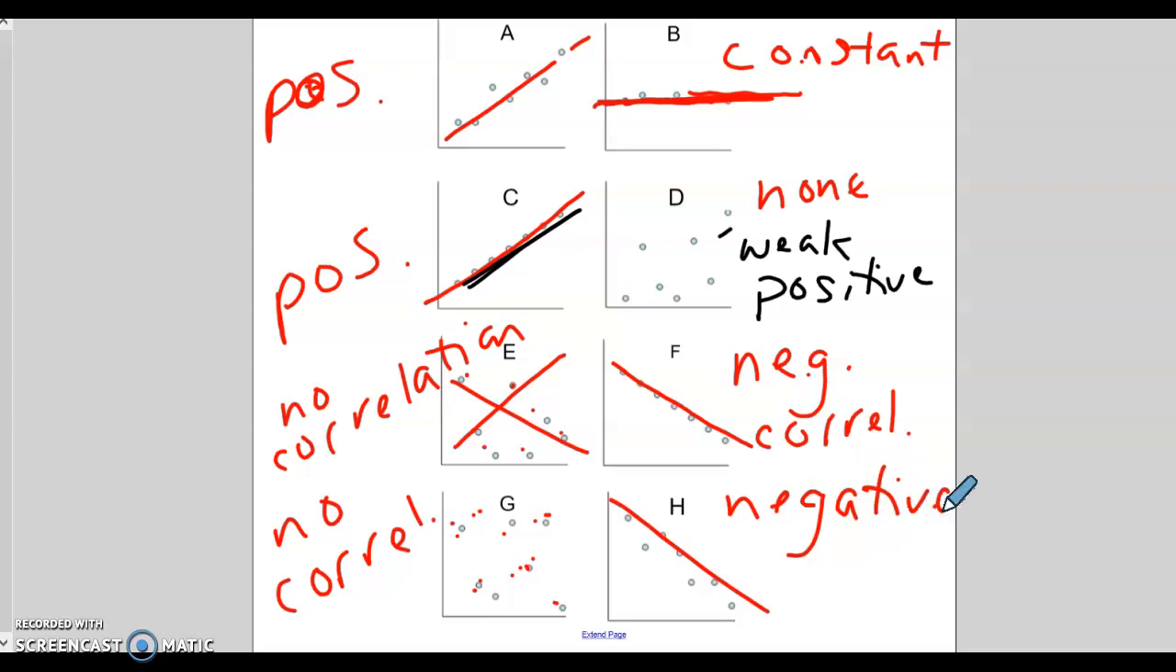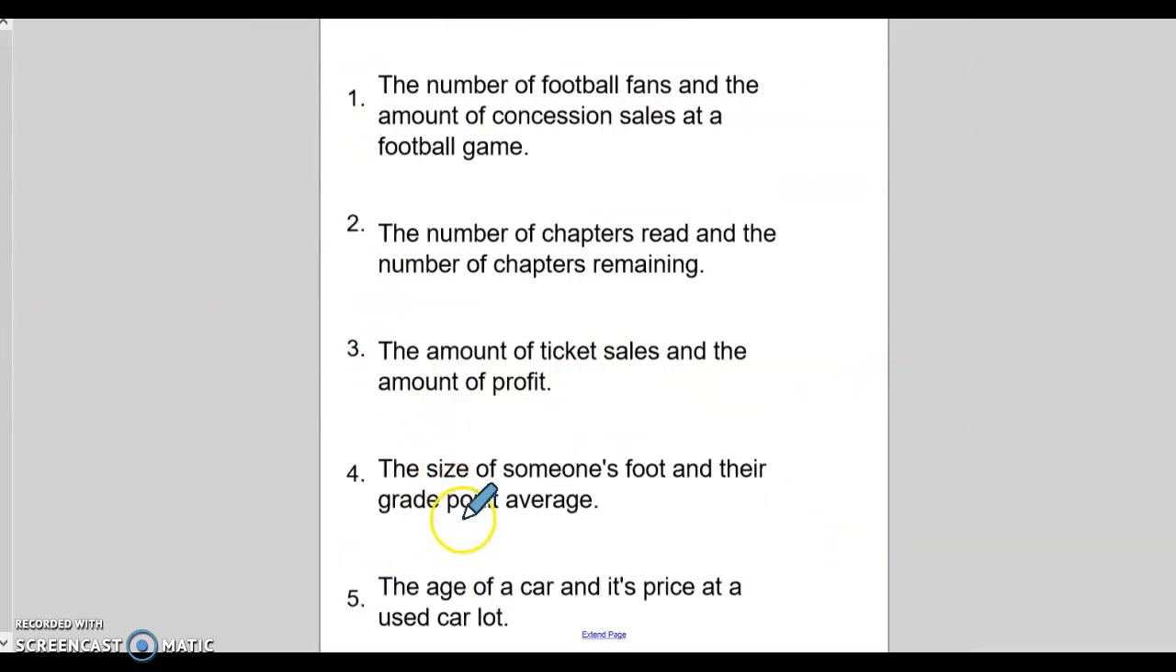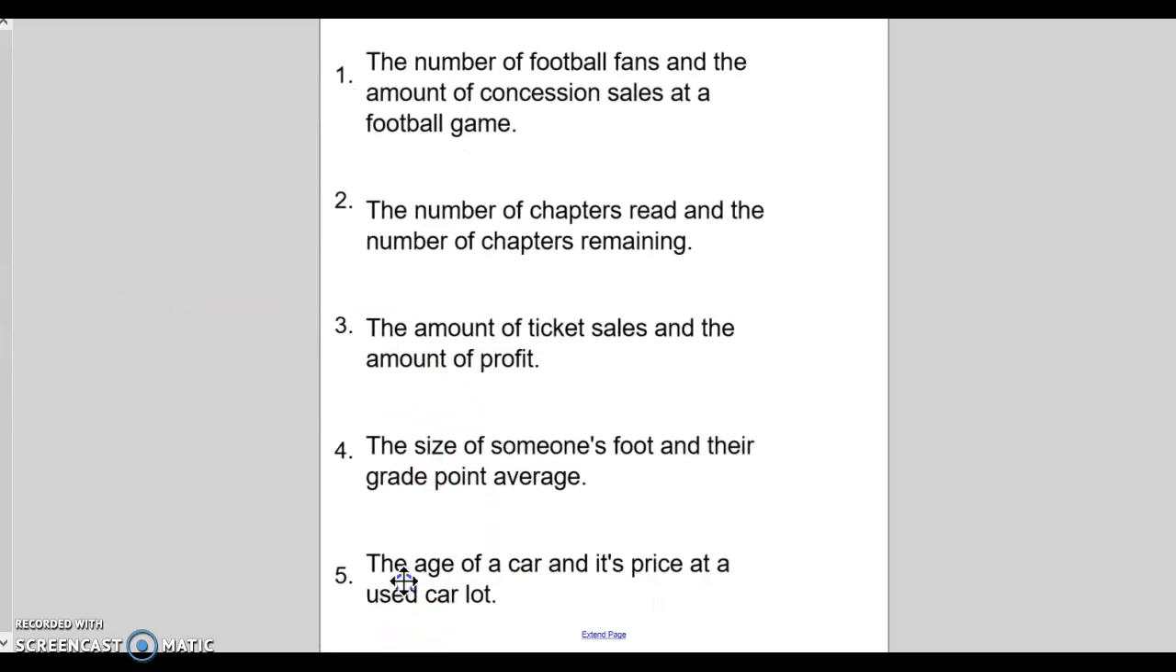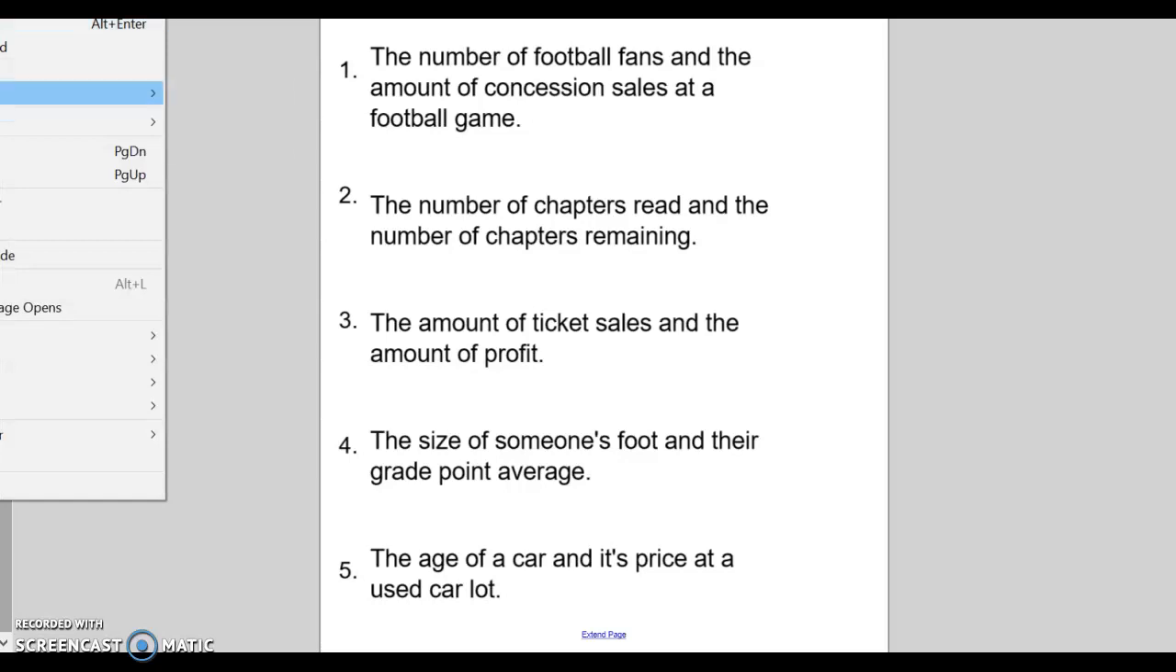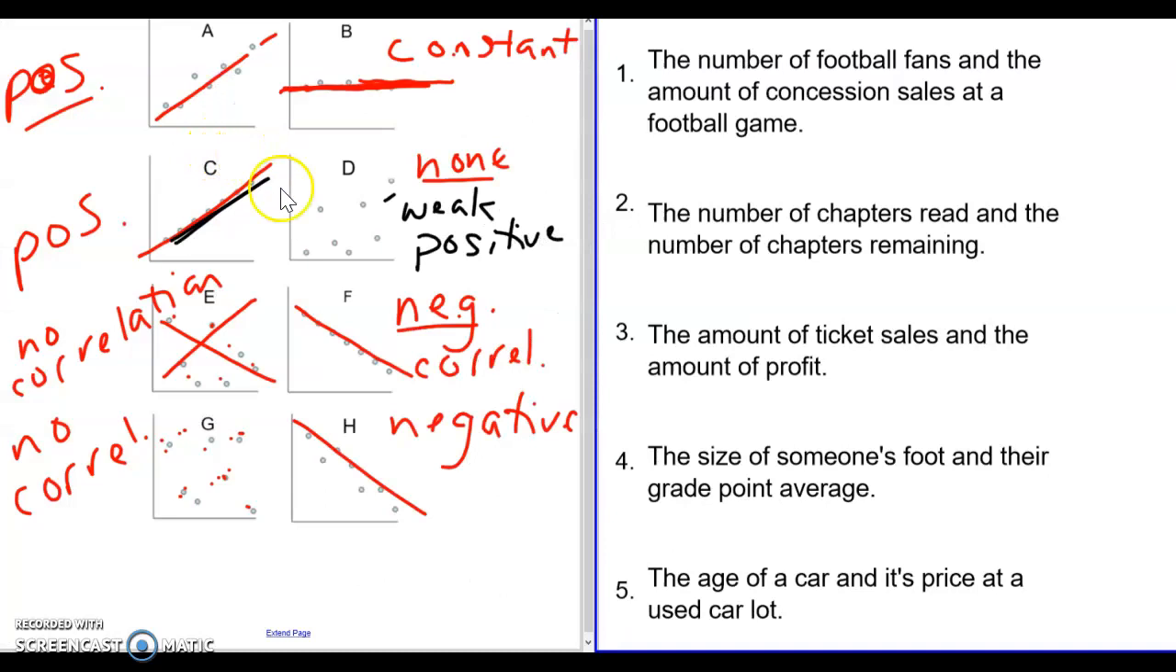So you have a couple questions on your assignment today that have you referring to a graph and describing the correlation as either positive, negative, or none, depending on what you see on the graph. You also have a set of, I don't want to call them word problems, but some word phrases that you guys are supposed to be identifying as having a positive correlation, a negative correlation, or none. So I'm going to talk to you about how to do that. Let me change the view.